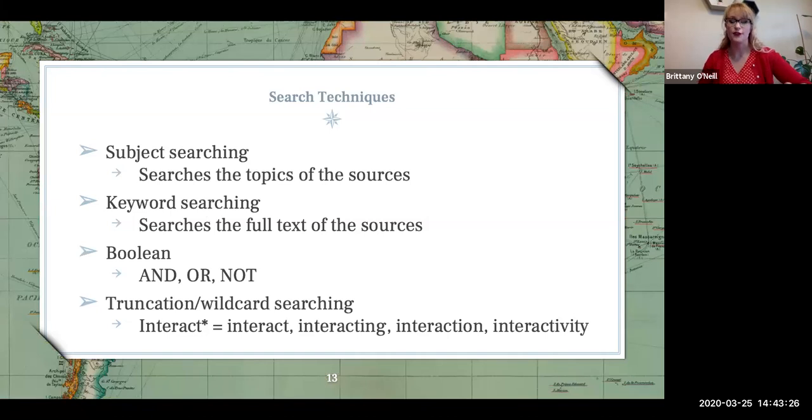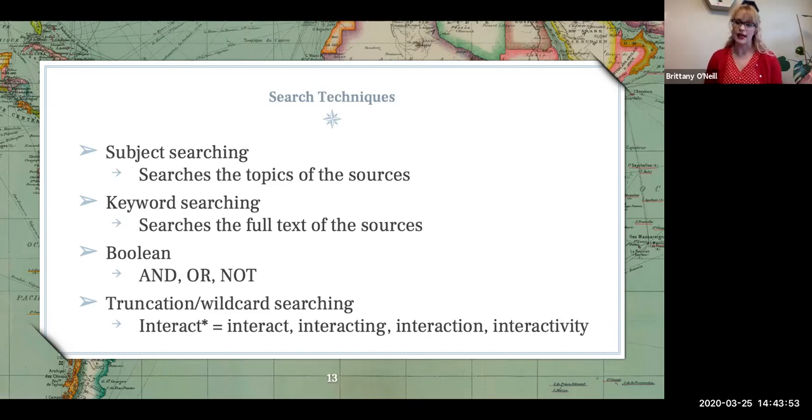So, some different search techniques. You can search by subject. By default, most of our databases search by keyword. That's searching anywhere in the text that mentions that word. It might be in the abstract, it might just be mentioned offhand somewhere in the text. Subject searches are the aboutness of the article. It's not just mentioned offhand, it's the core focus. So subject searches can sometimes be a little bit more focused.